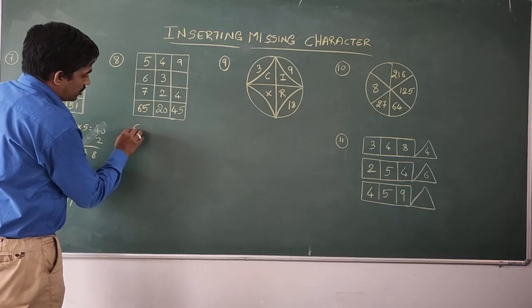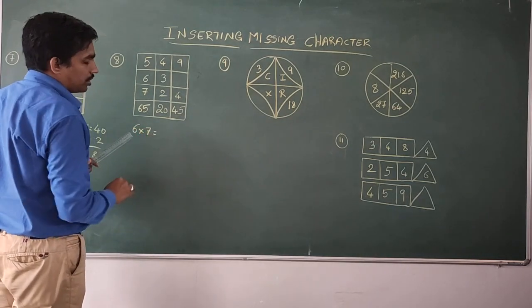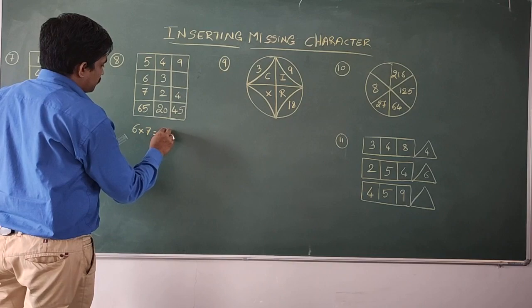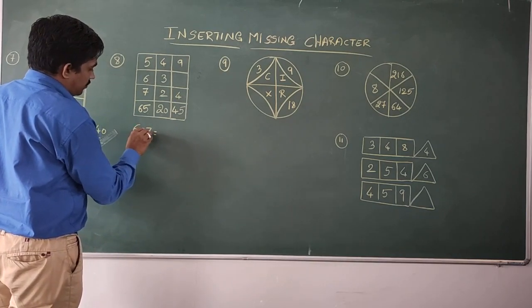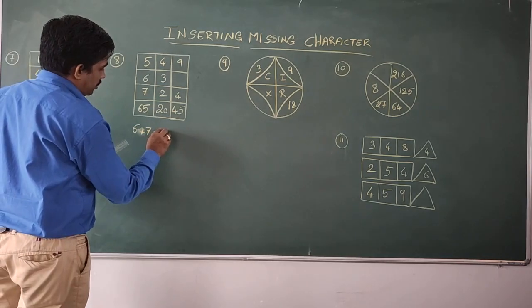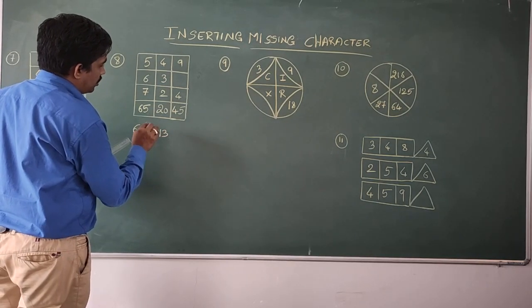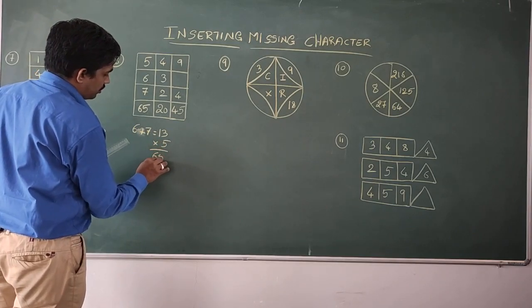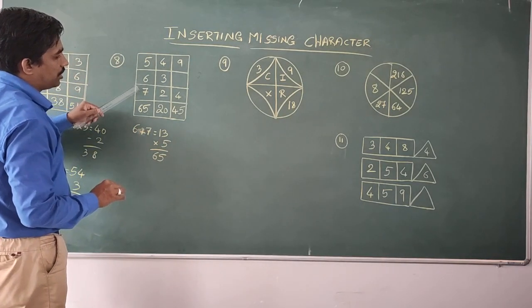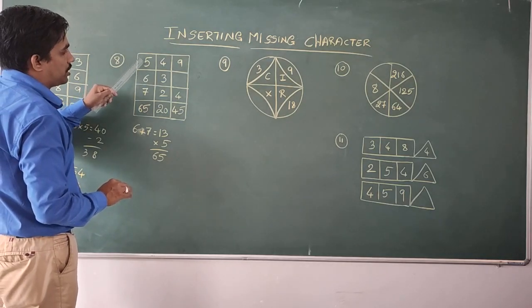Okay, see here, 6 into 7. What is 6 into 7? 6 plus 7, that is 13. 13 into 5, that is 65. We have to add these two numbers and we have to multiply with this.